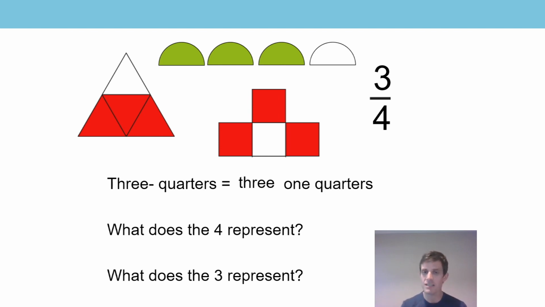Let's think about these numbers in our fraction. What does the 4 represent? What does the 3 represent? Well, the 4 is how many equal parts the whole was divided into. So in your image, there should have been 4 equal parts. And what does the 3 represent? The 3 represented how many parts were shaded. Count how many you shaded in. Was it 3?